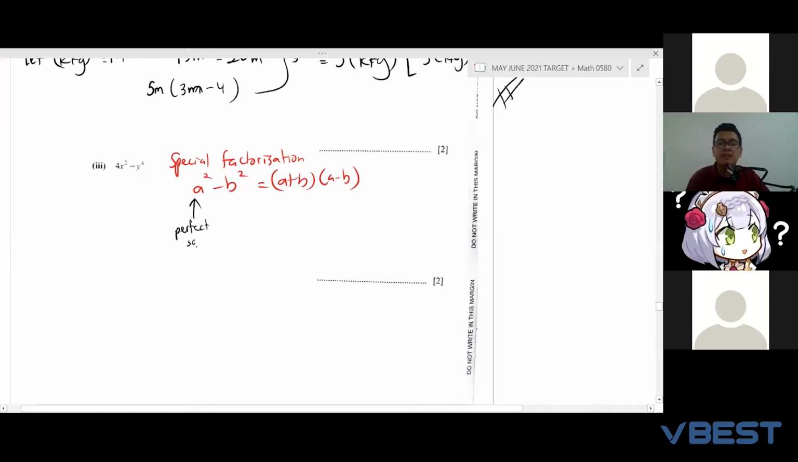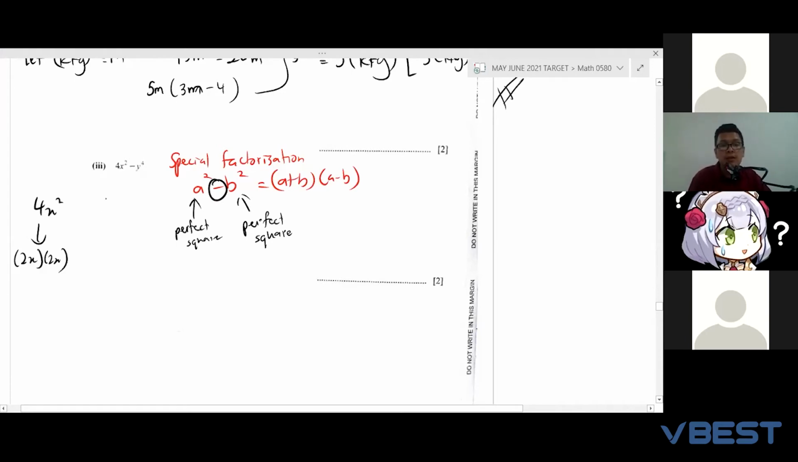Make sure it's a perfect square. Make sure on the right side also a perfect square. And in the middle is actually minus. Is 4x squared a perfect square? Yes. 4x squared is a perfect square for 2x and 2x.